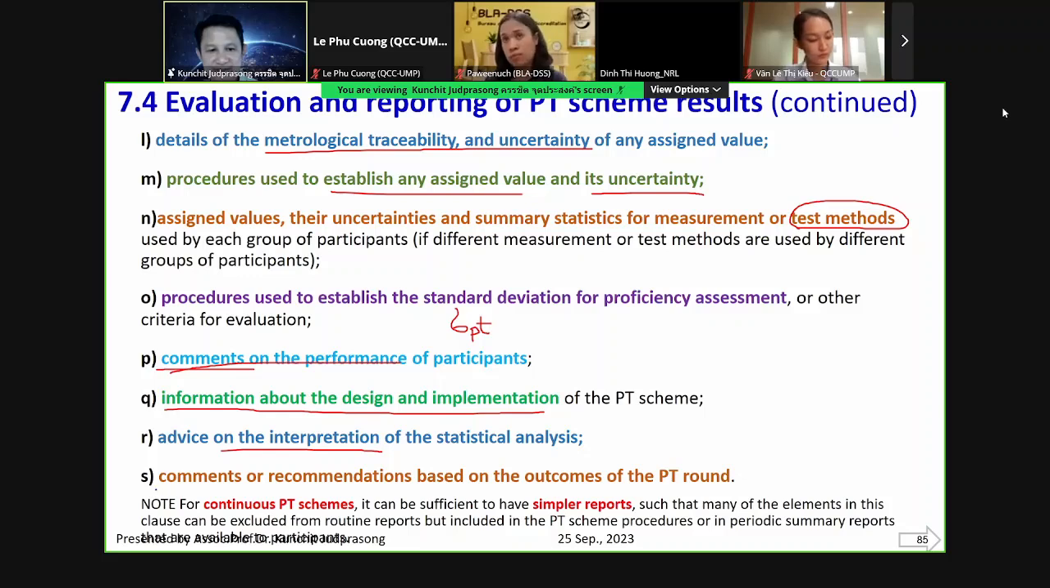And finally, the comment and recommendation based on the outcome. This is like the expert or technical expert, they have to provide the recommendation based on the outcome. Okay, there are some notes here, so you can read it. So for the particular scheme you have to have a simple report, and many elements in this course can be extended for the routine report.